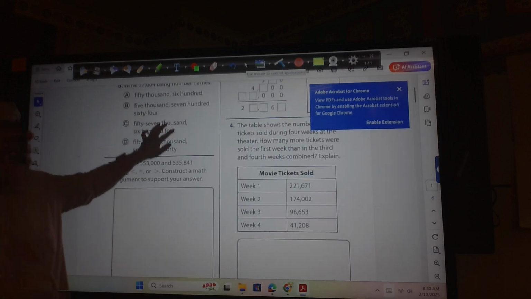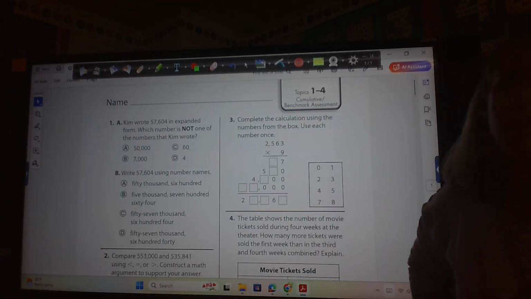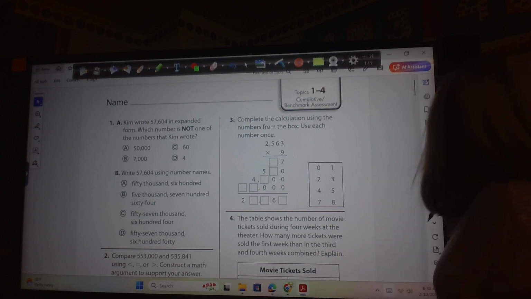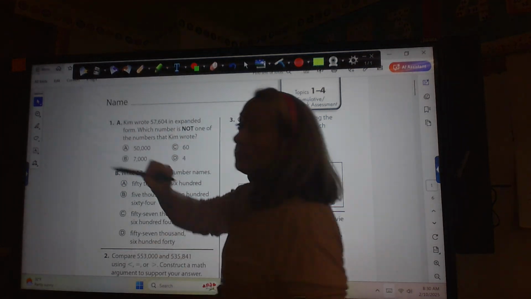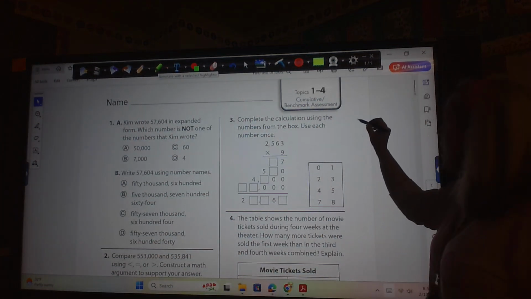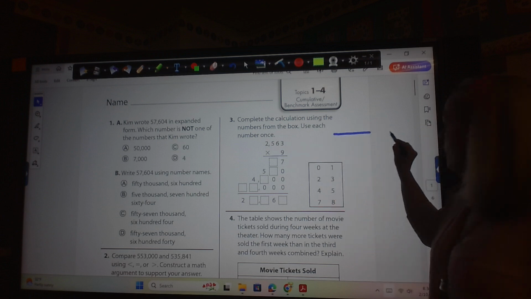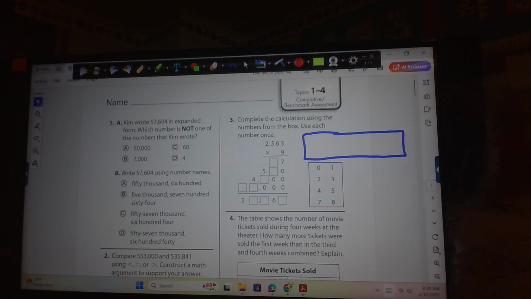All right, number 3. Apparently some of us are having trouble with number 3. You should remember with number 3 if you are doing it the way that I've taught you. So, what should you draw out first? Your box. Yup. You are doing 2,563 times 9. Everybody on their scrap paper should have that box drawn out.